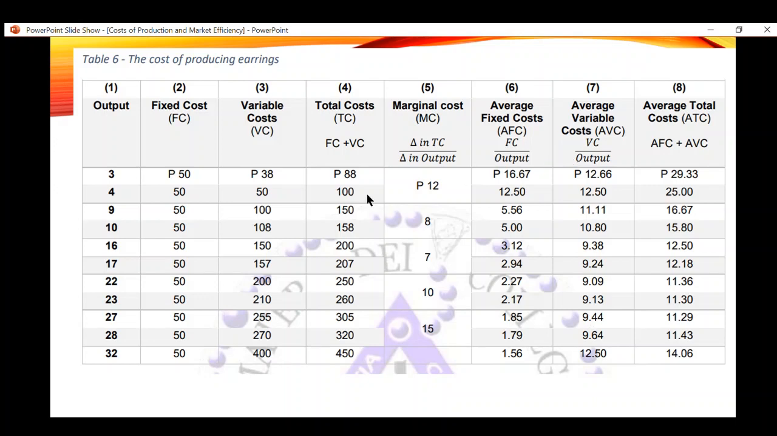Going back, from 88 it becomes 450. So it's natural for it to go up, because its total variable cost also goes up. But if you look at the marginal costs, from 12 it became 8, 7, 10, 15. It went down and then went up afterwards. That is the nature of its marginal cost for this given data.